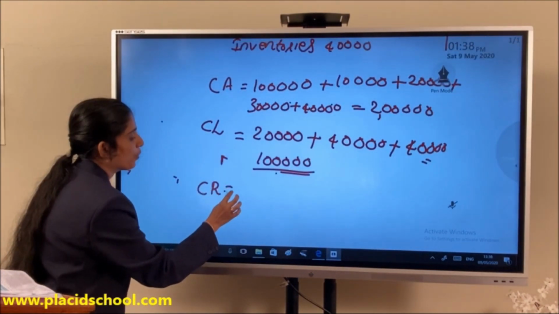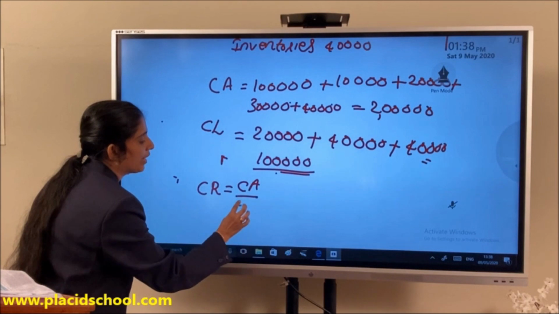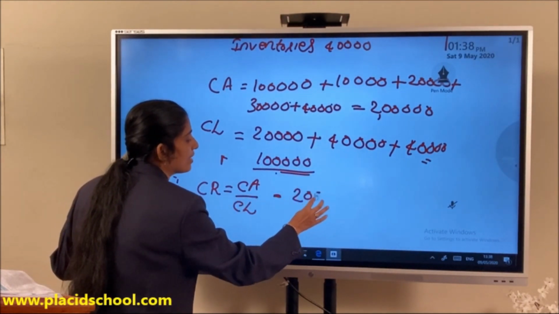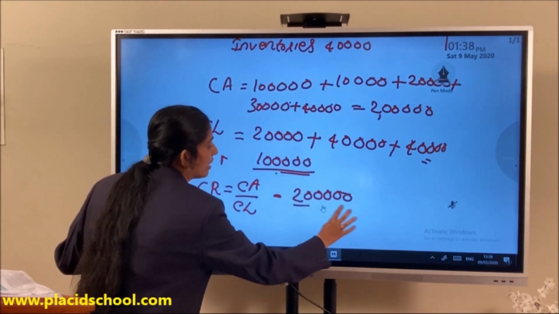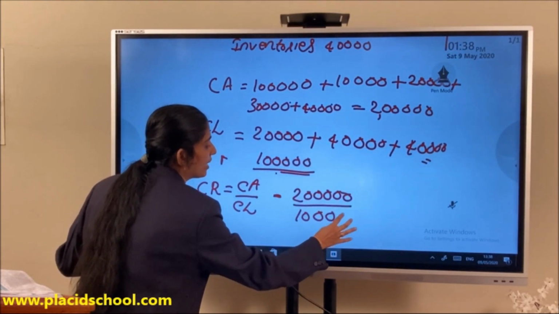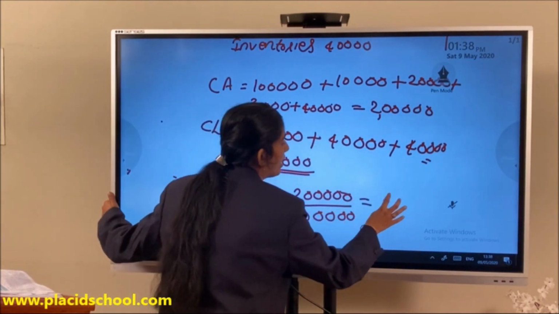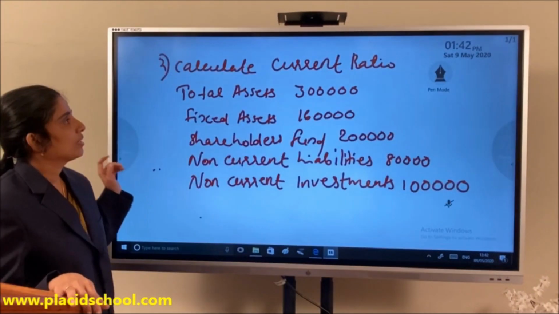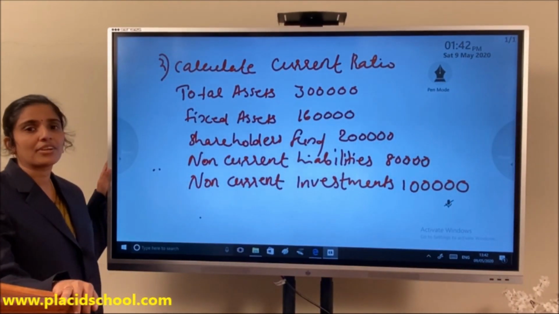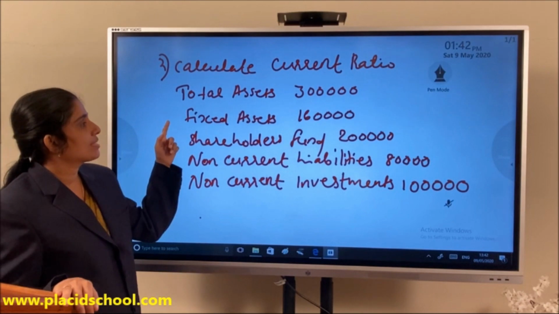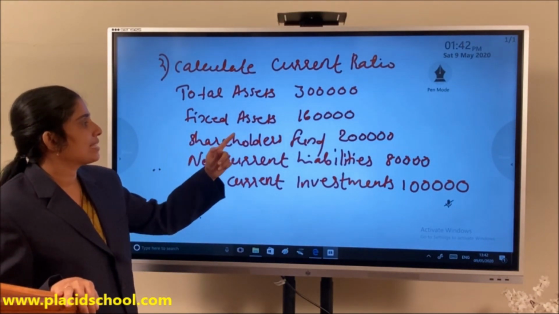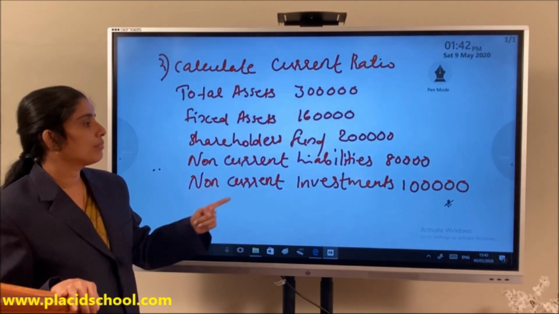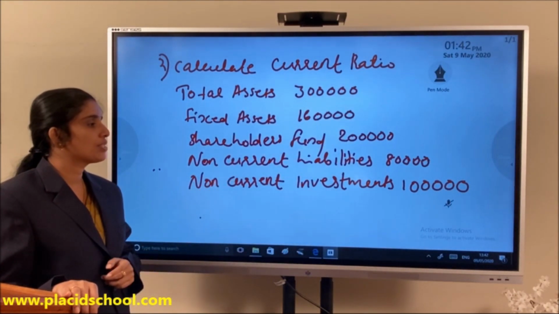Current ratio equals current assets divided by current liabilities. Here 2 lakhs is the value of current assets and 1 lakh is the value of current liabilities. That equals 2:1. That is the current ratio. Then the second question, calculate current ratio. Total assets 3 lakhs, fixed assets 1,60,000, shareholders' fund 2 lakhs, non-current liability 80,000, non-current investments 1 lakh.